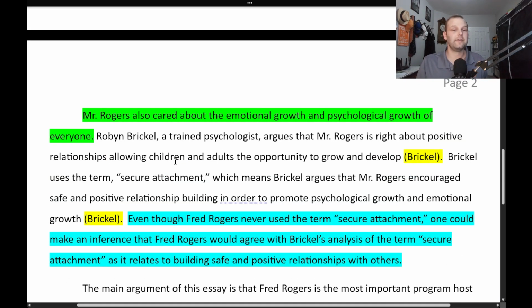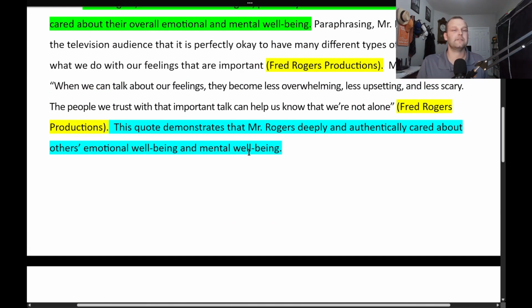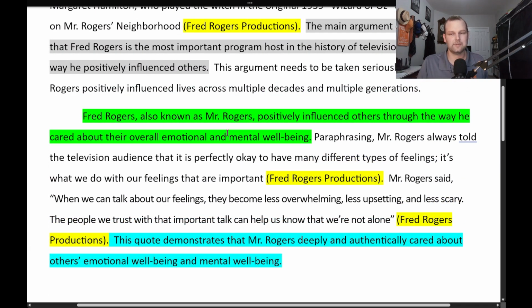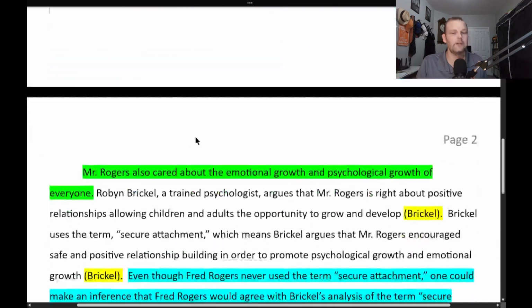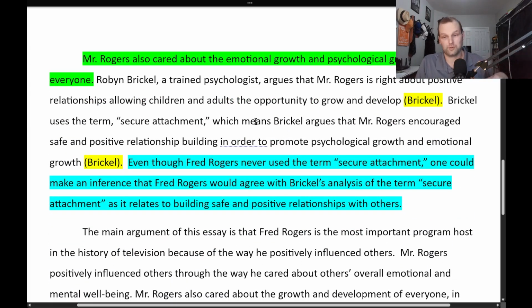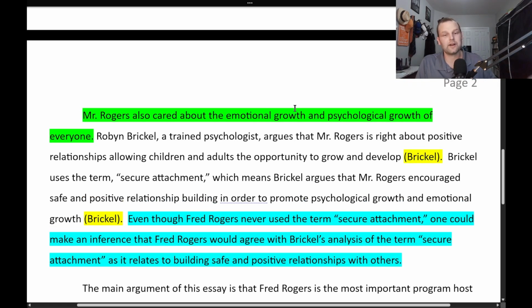And this is different than the first body paragraph because in the first body paragraph, we simply described how he cared about others' emotional and mental well-being, switching over to growth, emotional growth, psychological growth. So the first body paragraph was all about well-being. The second body paragraph is all about growth. So Robin Brickell, a trained psychologist, argues that Mr. Rogers is right about positive relationships allowing children and adults the opportunity to grow and develop.